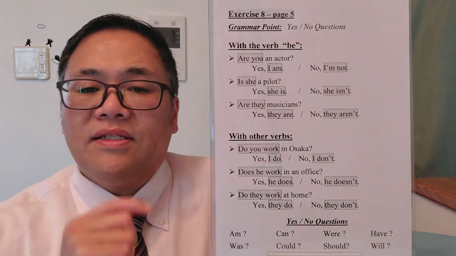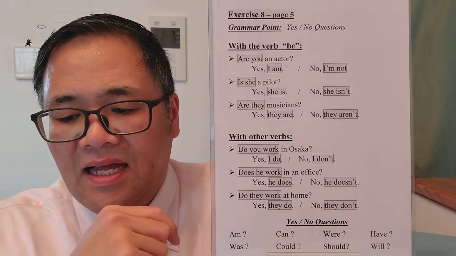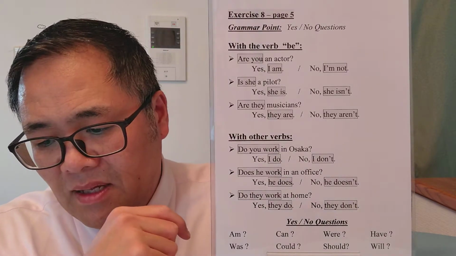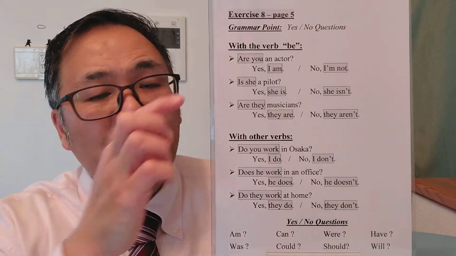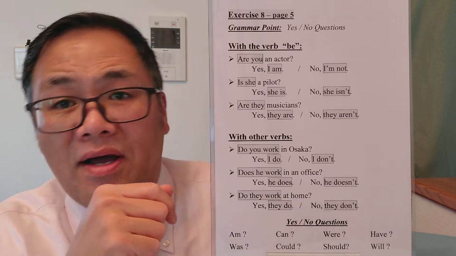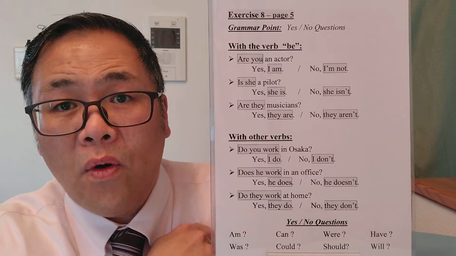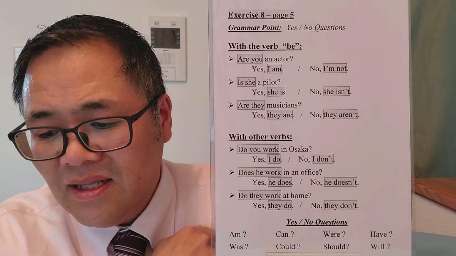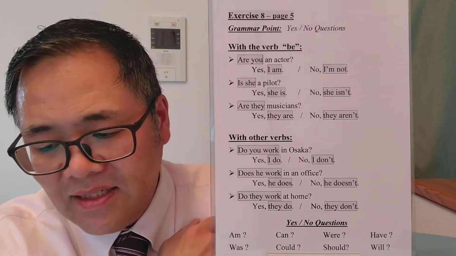Grammar point, yes and no questions. Now we have questions with the verb be. As you see, the first one: are you an actor? Because it's a yes/no question, are you an actor? You answer, yes, I am, or no, I'm not. The next question: is she a pilot?